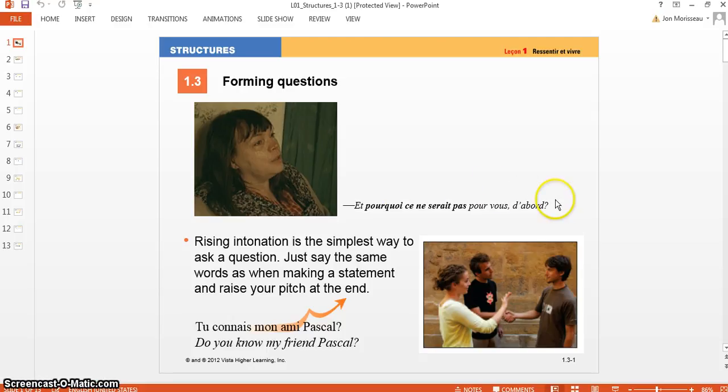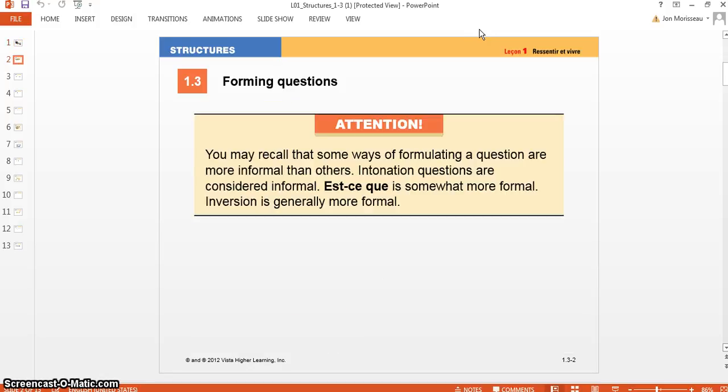Our example from a cultural video shown for the French 4 students would be, et pourquoi ce ne serait pas vous d'abord? A more complicated but same idea. So you can ask a simple question by simply restating a statement with intonation, with adding emphasis at the end of your statement. So he's an idiot becomes he's an idiot? in terms of forming a question.